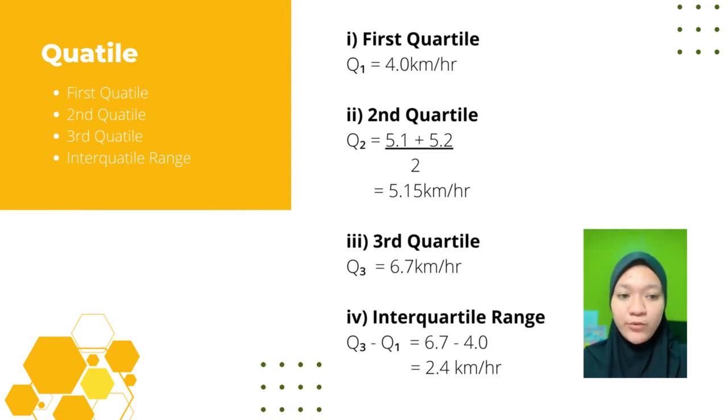For the quartile, we have 4 parts: first quartile, second quartile, third quartile, and also the interquartile range. The first quartile is 4.0 km per hour. The second quartile is 5.15 km per hour. The third quartile is 6.7 km per hour, and the interquartile range is quartile 3 minus quartile 1, which equals 2.4 km per hour.